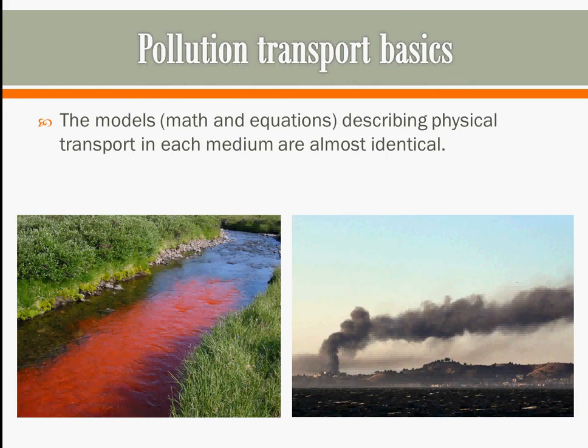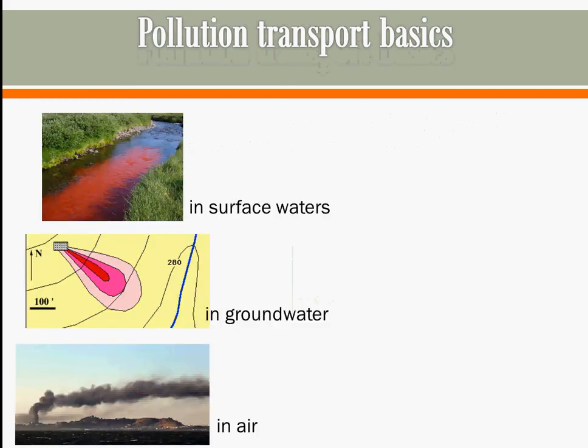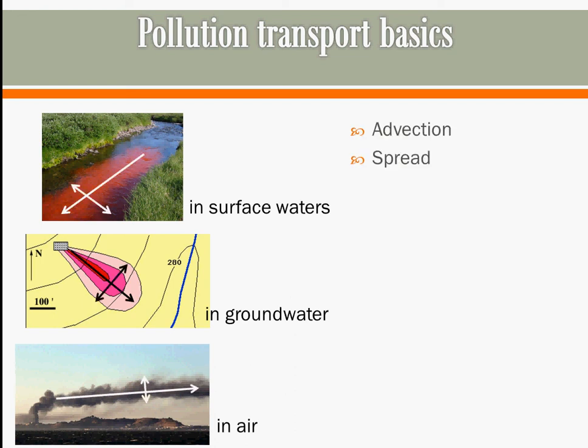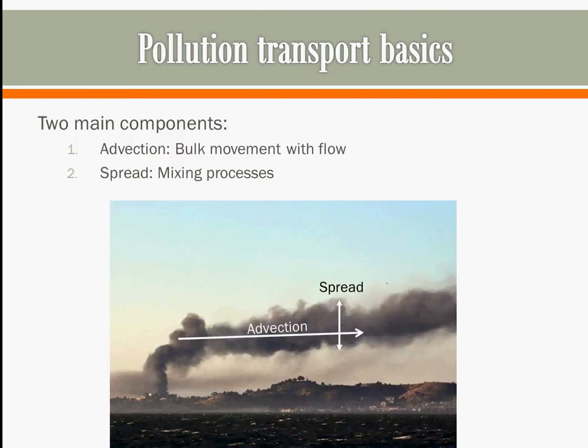Okay, so the models describing the physical transport of pollutants, that is models being essentially math and equations, in each medium, which is air and water, whether it's water on the surface or water in soil as groundwater or air, the models and math are essentially identical. So whether you're moving in surface water, groundwater, or in air, you've got these same two processes going on. You've got advection, and then you've got spread. Okay, so back to the two main components, advection, bulk movement with flow, and spread, mixing processes.